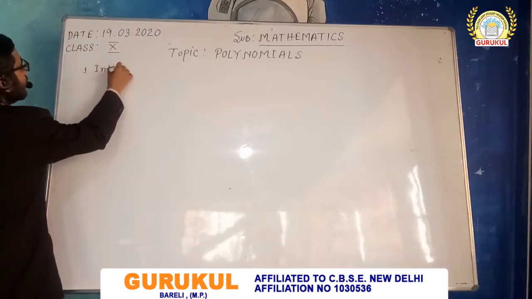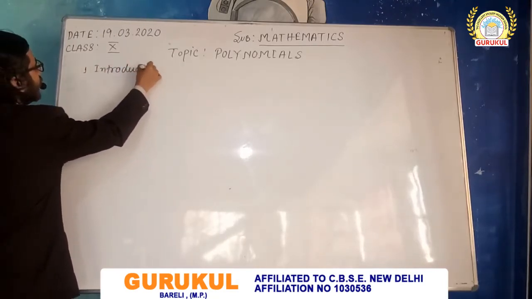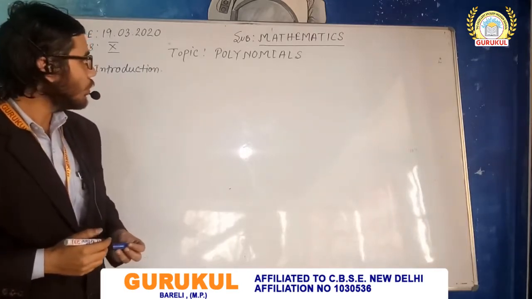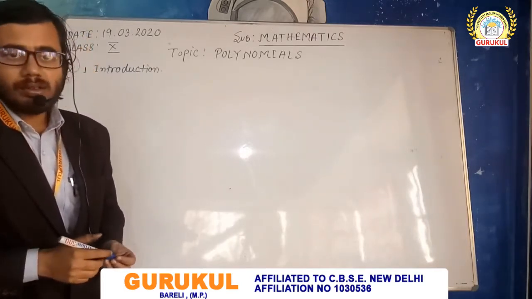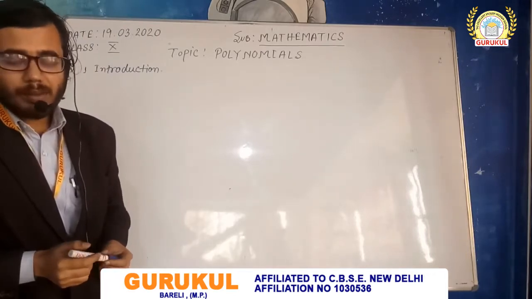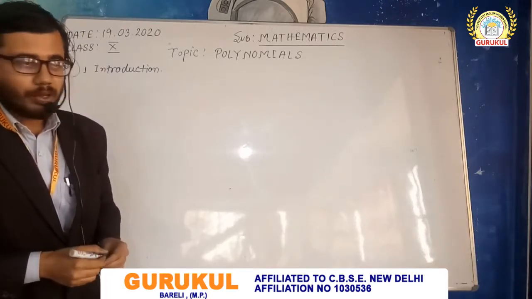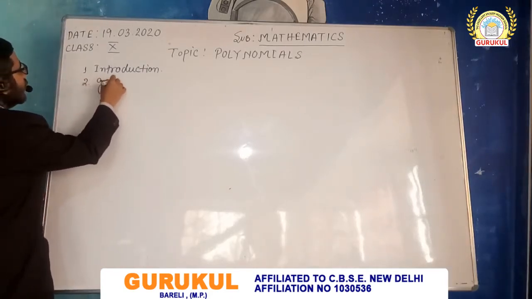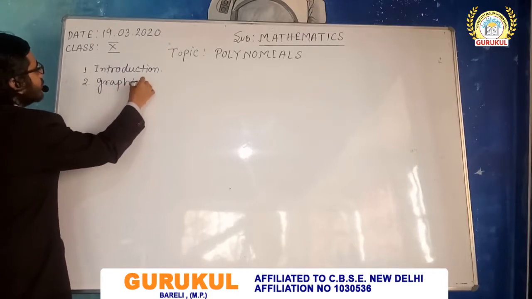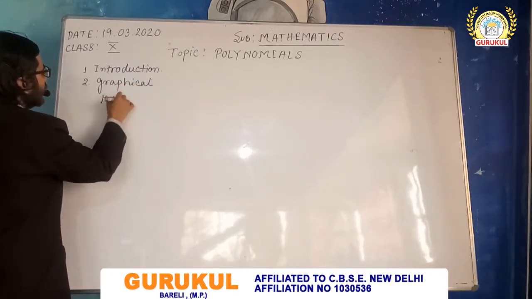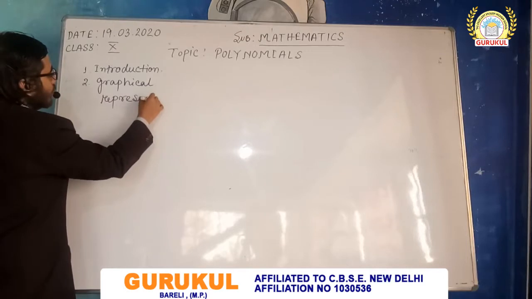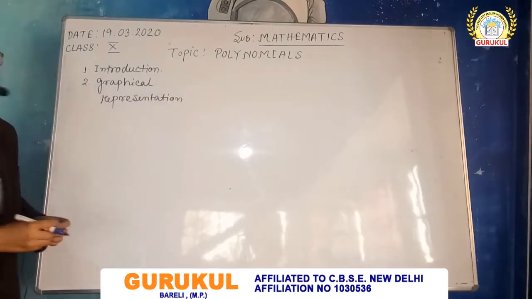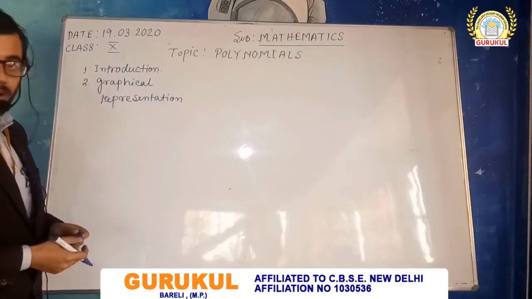introduction. In introduction, what we need to know? We need to know what is a polynomial, the basic definition and some examples, types of polynomials and this type of things. After that, graphical representation. This is the second topic for polynomial.